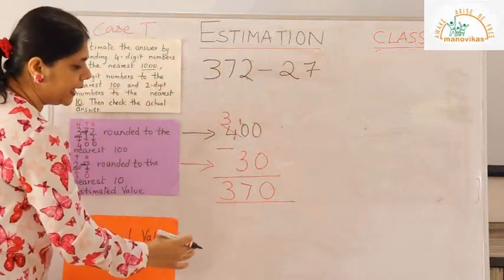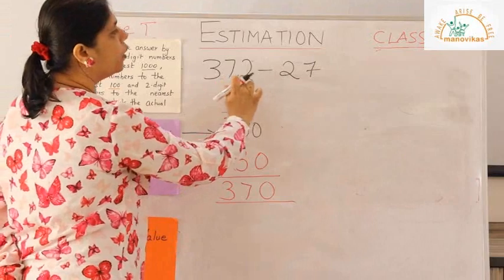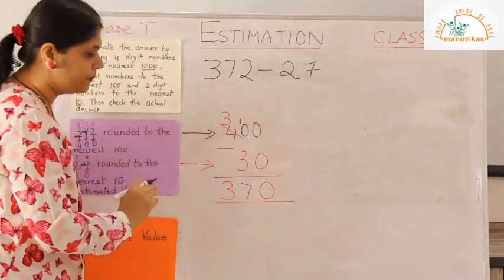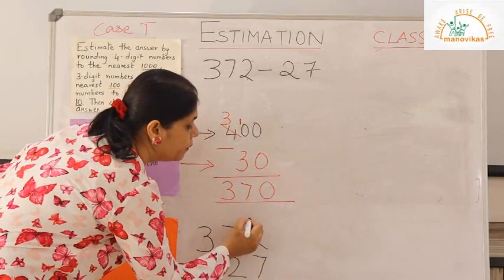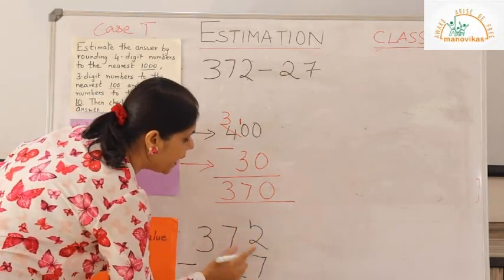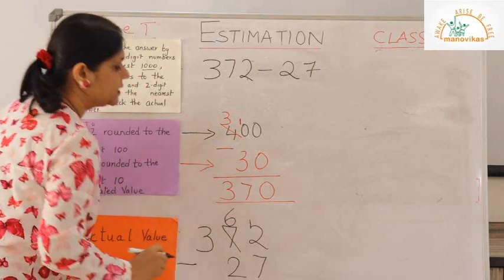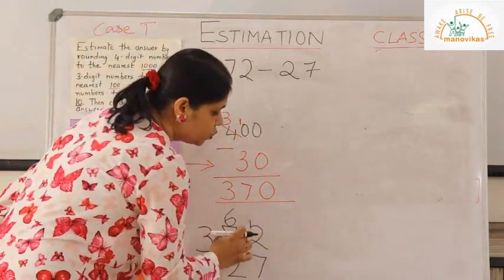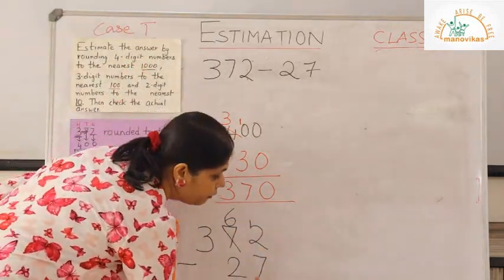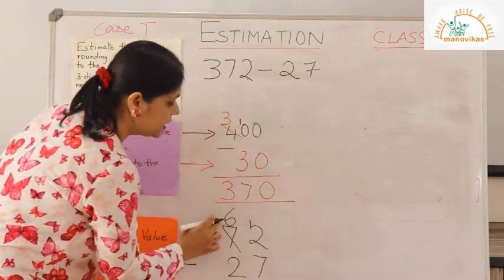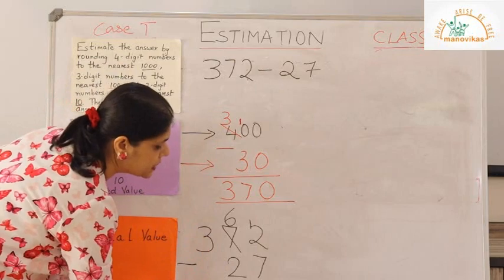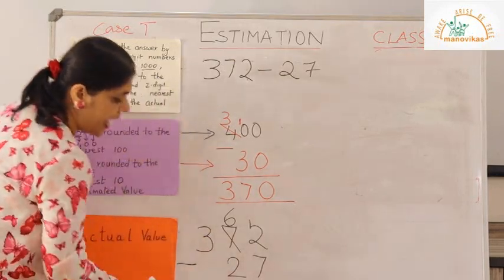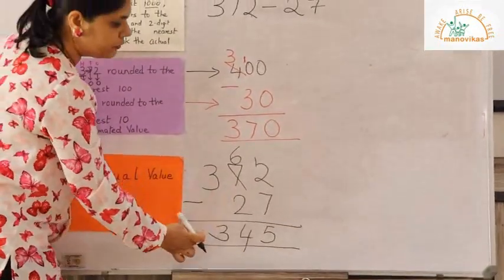Now let us find the actual value, that is the actual difference. To do this, again what we will do? We will write the original values and then subtract. 2 minus 7 can be done? No. So we will borrow 1. This will become 12. This will become 6, right? So 12 minus 7 is how much? 5, correct? 6 minus 2 is how much? 4, right? Now this 3 minus 0 remains 3. So the actual value is 345.